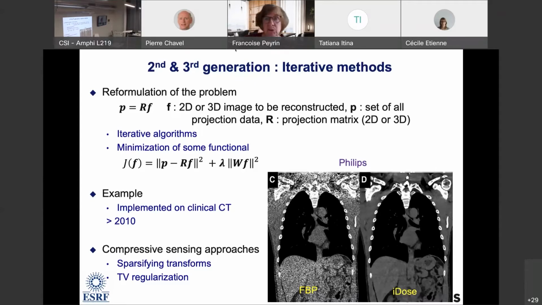In this second and third generation of algorithms, I have also included what we call compressive sensing approaches, where the prior term uses what is called a sparsifying transform and constraint like TV regularization. But I will not detail that more in this talk.